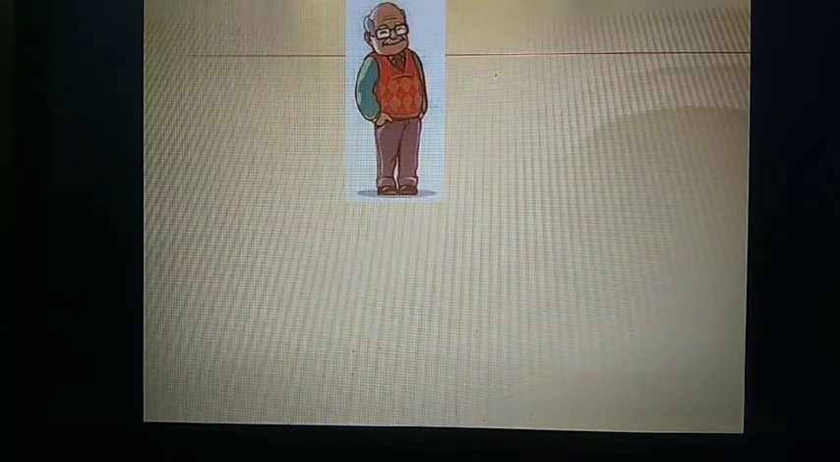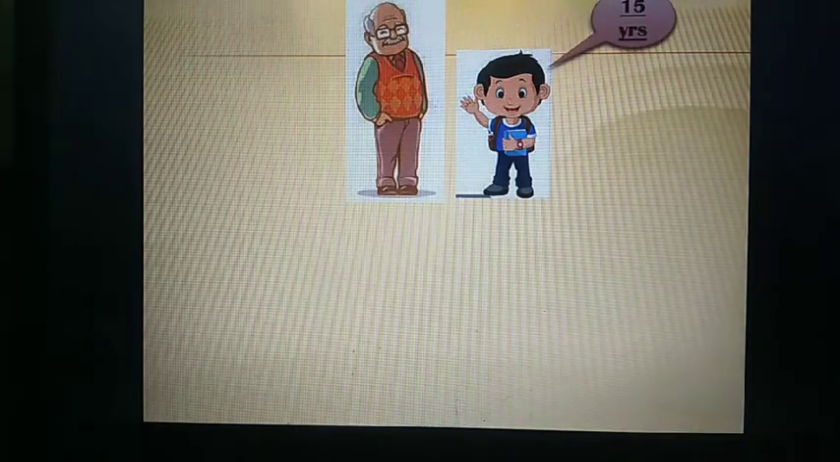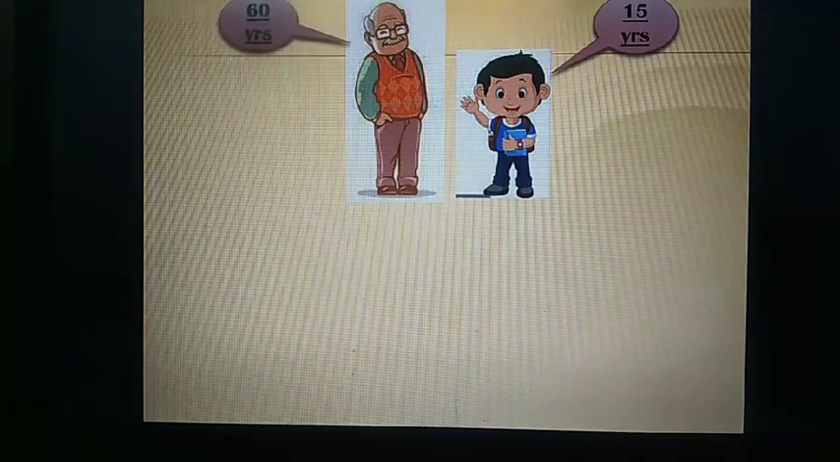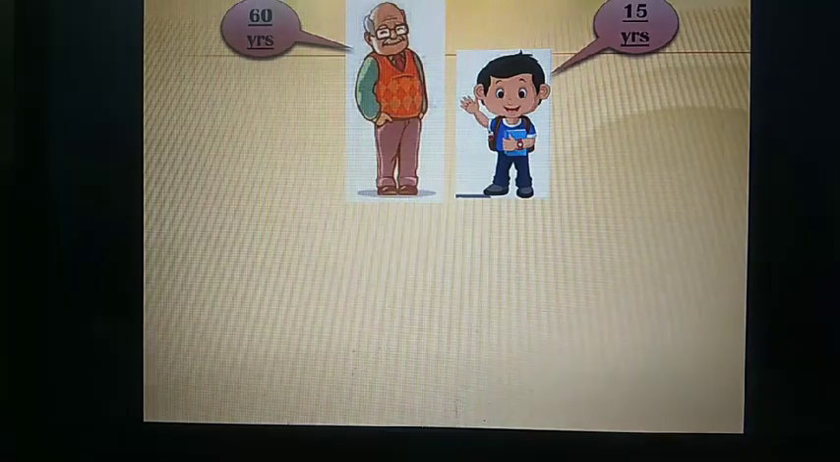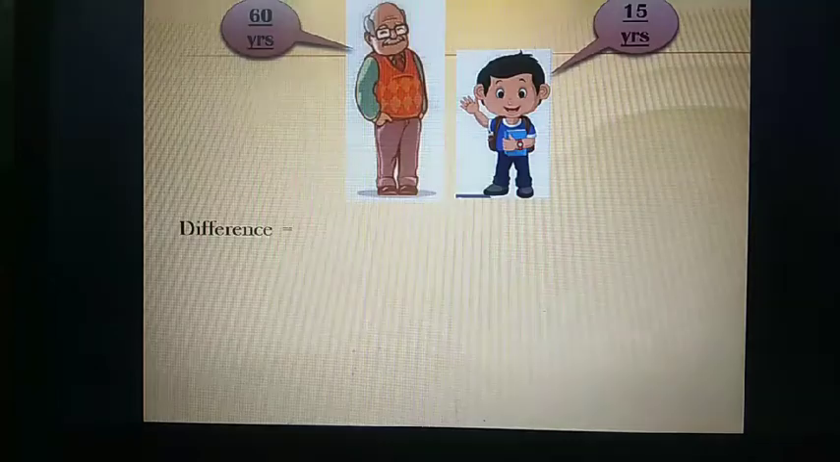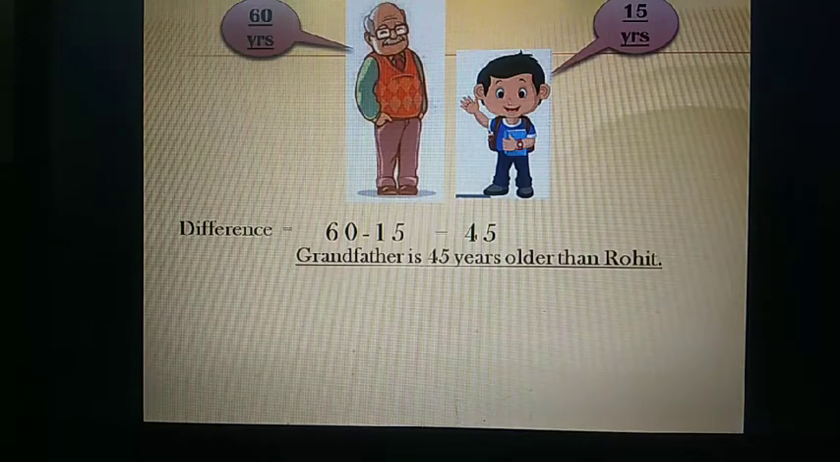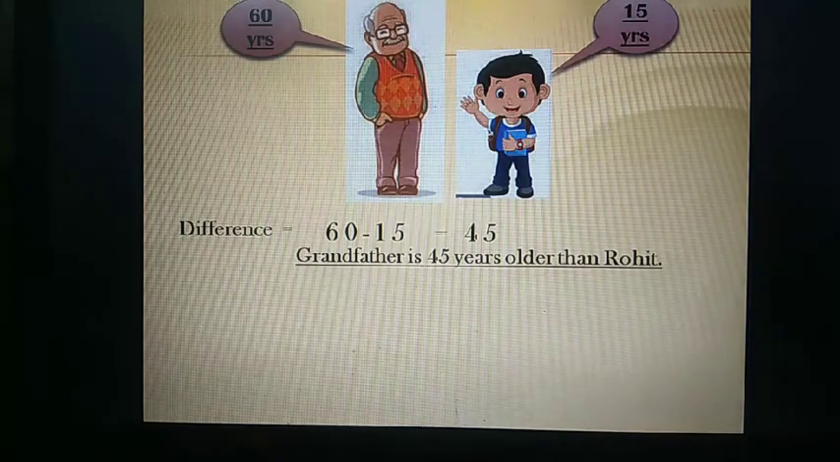Let's consider two more examples and we will learn two methods of comparison. Here, we have to compare the age. Grandfather and a grandchild is there. Age of a grandchild is 15 years and age of a grandfather is 60 years. First method to compare the age is difference. Finding the difference you will get 45, which means grandfather is 45 years older than Rohit.